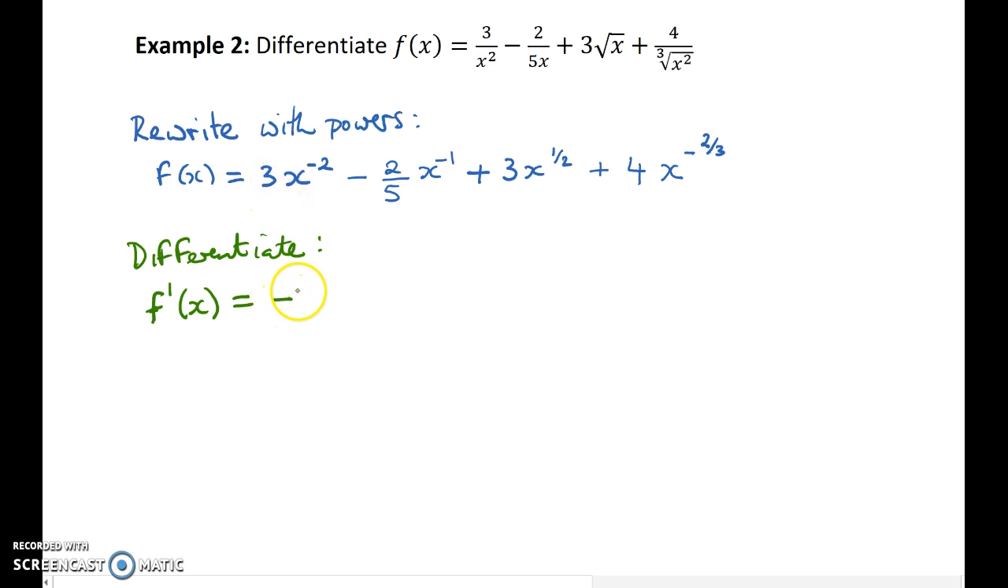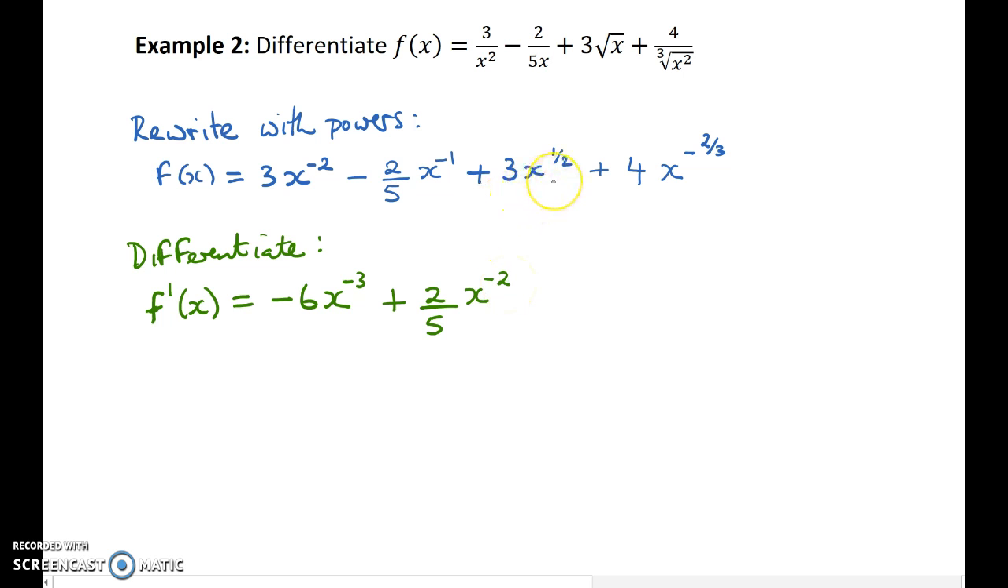3 by negative 2 is negative 6. Reduce the power by 1, and be very careful here. Reducing negative 2 by 1 is negative 2 minus 1, which is minus 3. So be careful that you don't go negative 2 reduced by 1 is negative 1. It's not. Reduce by means subtract 1. So minus 2 minus 1 is negative 3. Here we have negative 2/5 x to the negative 1. Multiply down by the power. Negative 1 by negative 2/5 is plus 2/5. But reduce the power by 1. X to the negative 1 reduced by 1 is x to the negative 2.